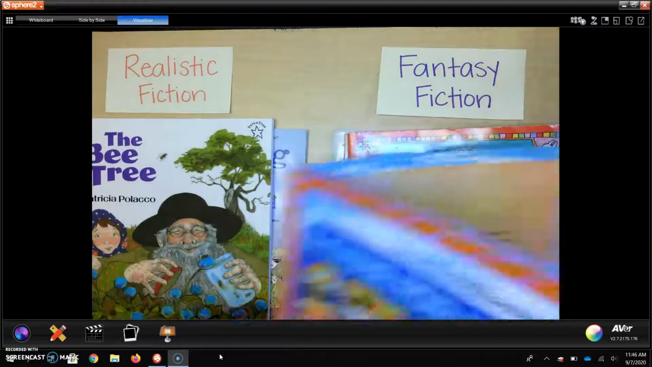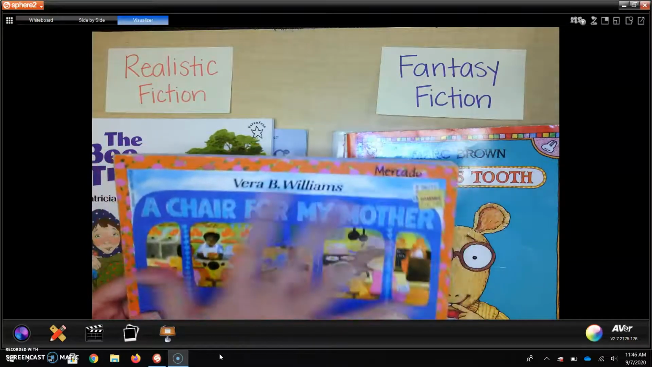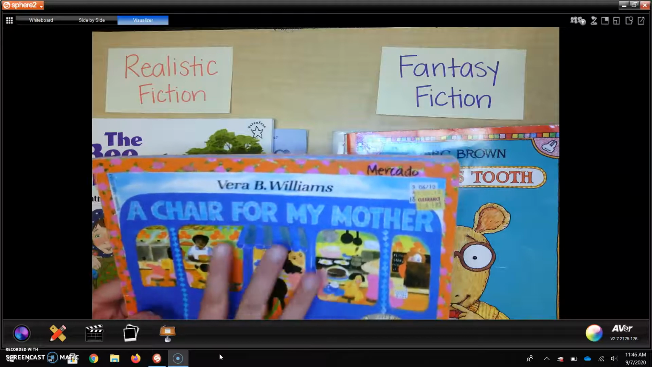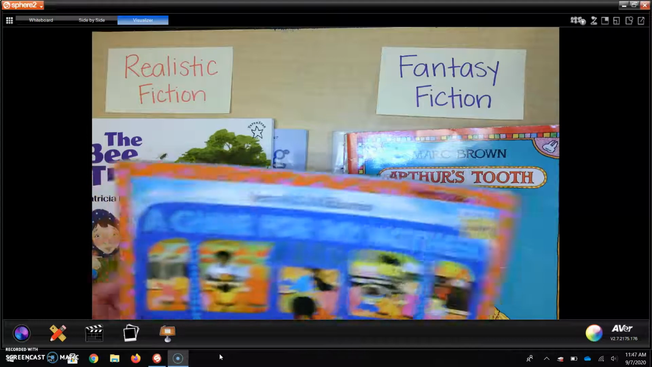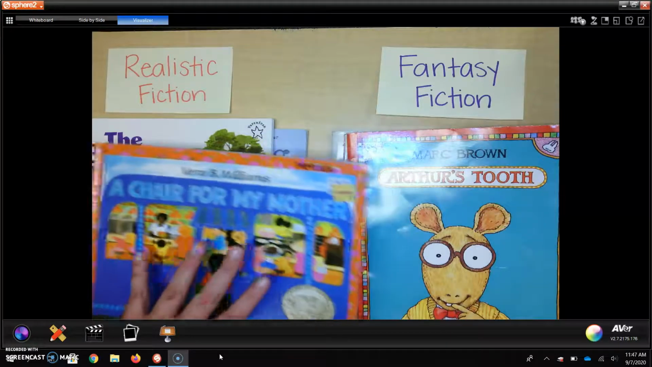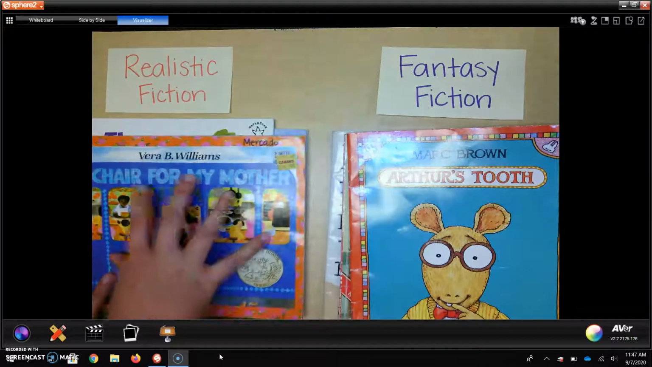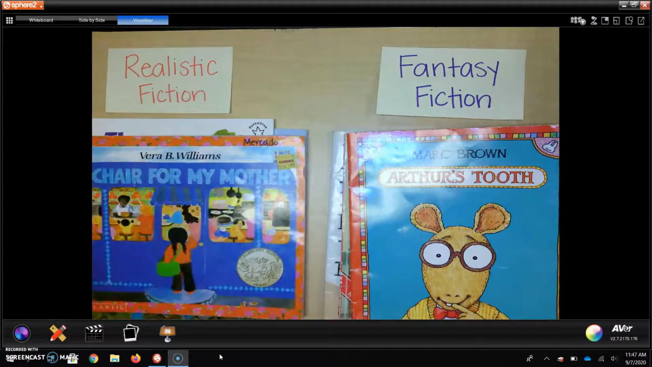So once again, with realistic fiction, it has all the elements of things that could happen in real life. It's just not a true story. So A Chair for My Mother did not really happen, but everything in it could happen in real life. So that goes under realistic fiction. So let's review really quickly one more time.